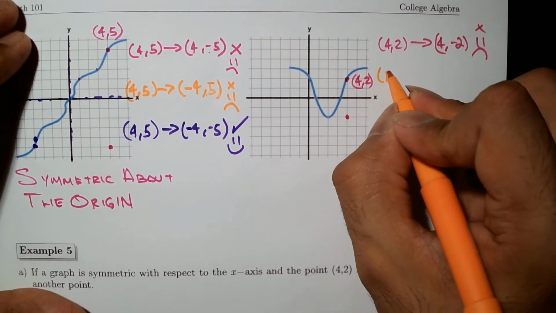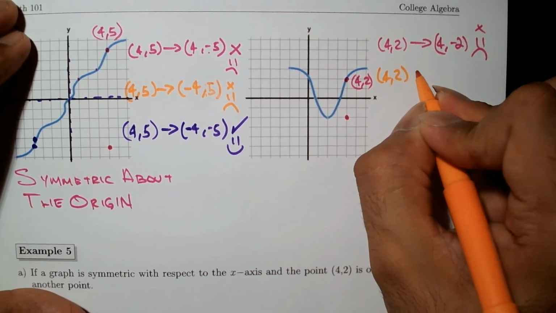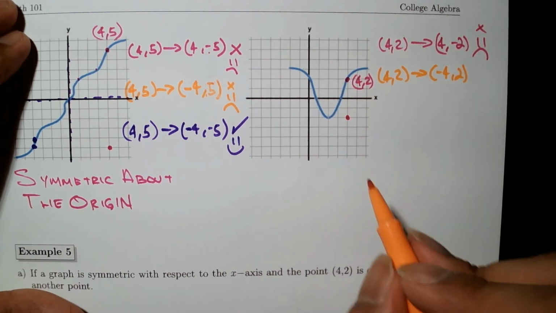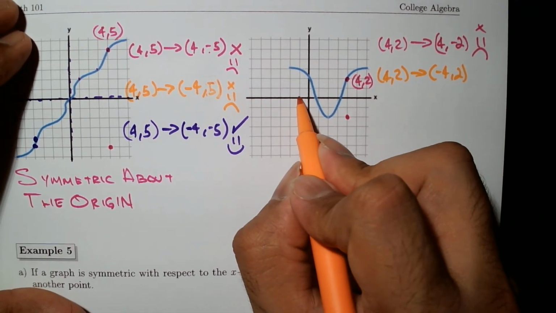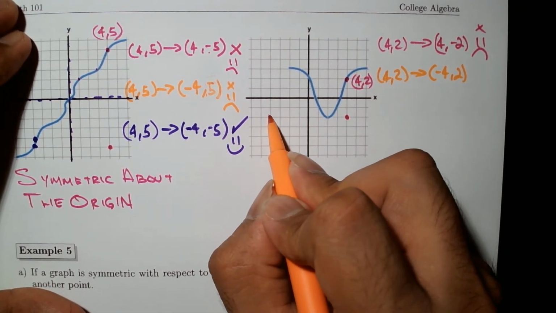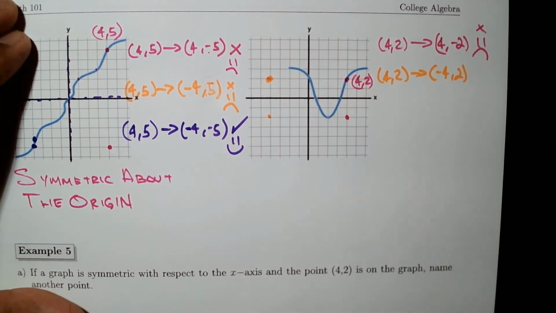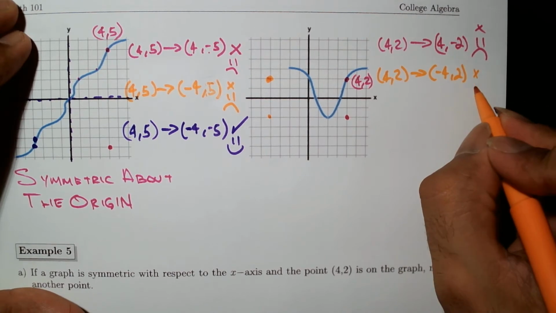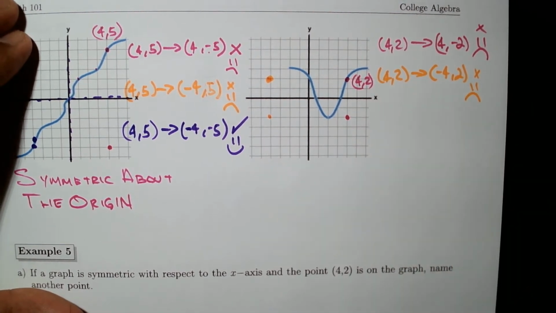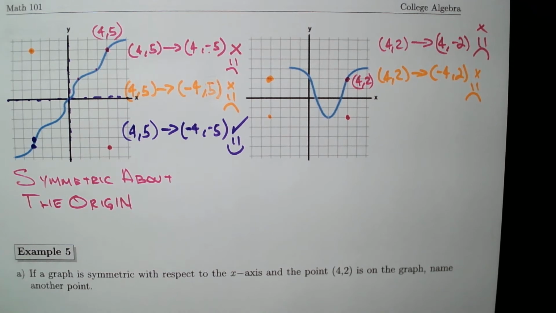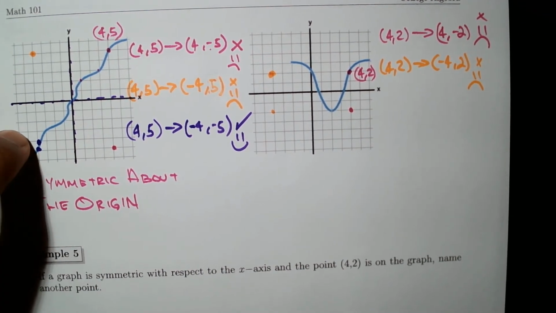However, let's find out about the y-axis. Change the sign of the x value, and we're going to have negative 4 comma positive 2. In this case, the point is in the middle of nowhere, so it also fails to be symmetric about the y-axis.